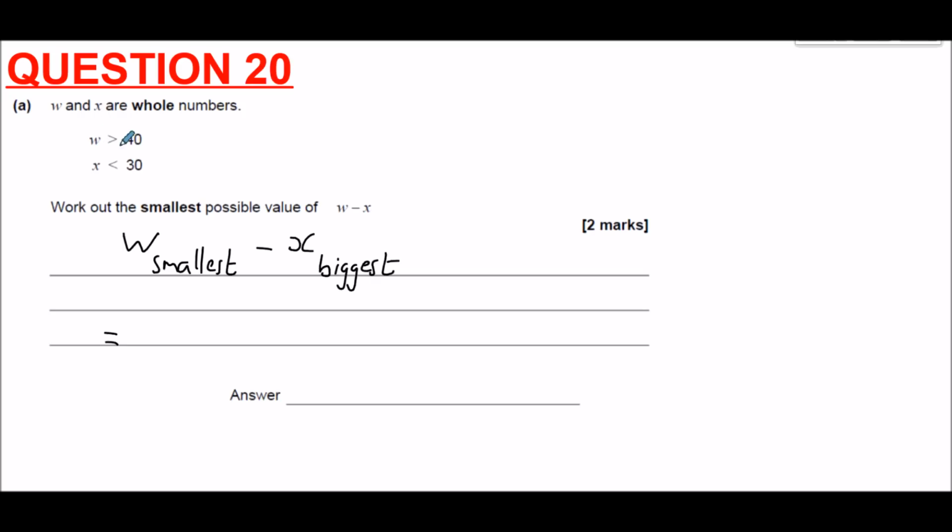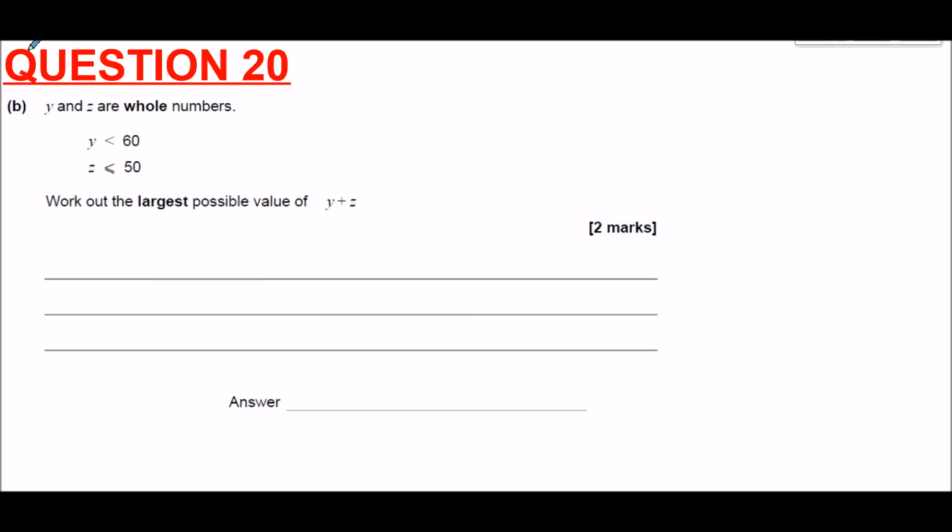So W has got to be bigger than 40, so it's not allowed to be 40. The next smallest number after 40 is 41. And X at its biggest, well, X has got to be less than 30. It can't be equal to 30. So the biggest number it could possibly be without touching 30 would be 29. And so the smallest value of W minus X would be 41 take away 29, which should be a total of 12. So the smallest value of W minus X is 12.